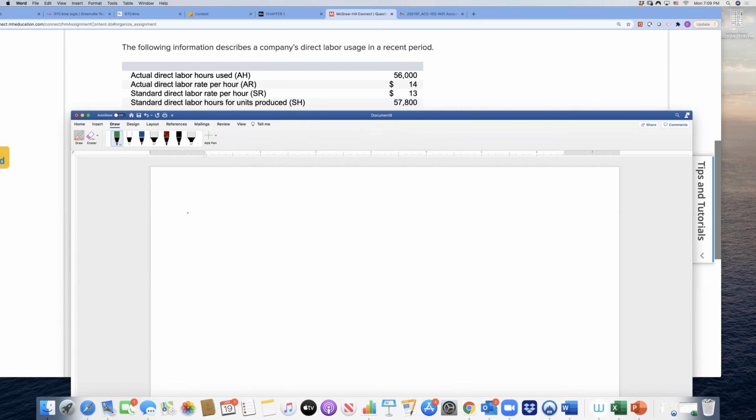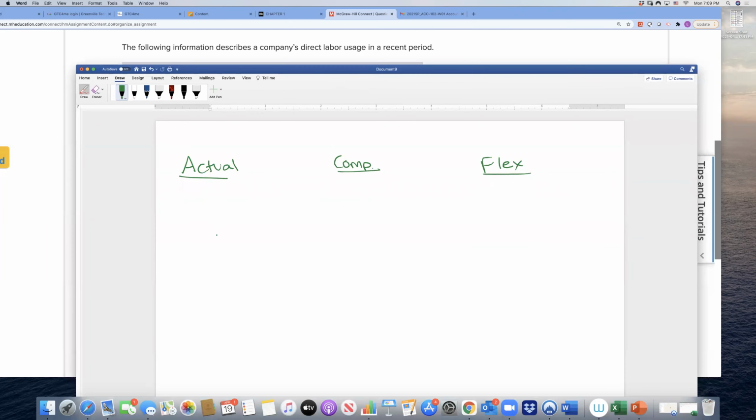We're going to have our actual, we're going to have the flex, and then we're going to have that comparison column in the middle. Same setup. Again, I go into a little more detail on the materials video, so watch that one first if you're jumping into this one without having first watched the other one. All right, so again, our formulas are going to be the same.